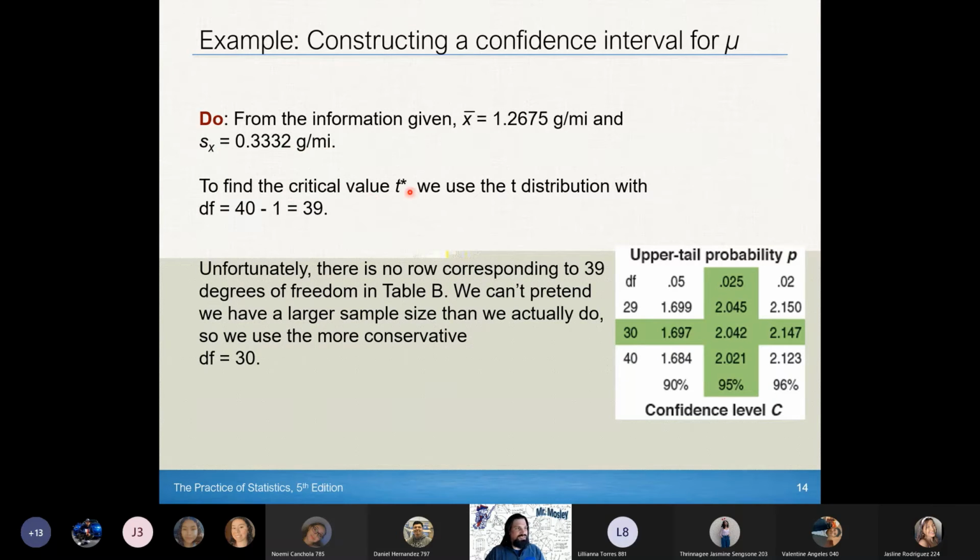To find the critical value t star, we use the t distribution with degrees of freedom 40 minus 1 equals 39. Unfortunately, there is no row corresponding to 39 degrees of freedom in table B. We can't pretend we have a larger sample size than we actually do, so we use the more conservative degrees of freedom equaling 30. And we're at 95% confidence. That gives us a 2.042 t star value, or critical value.